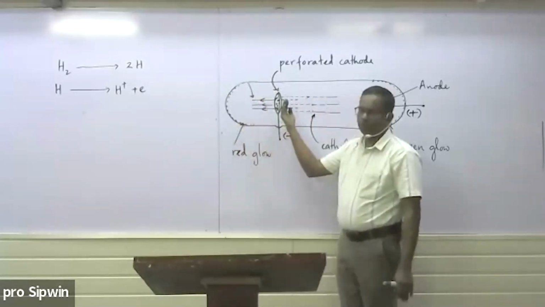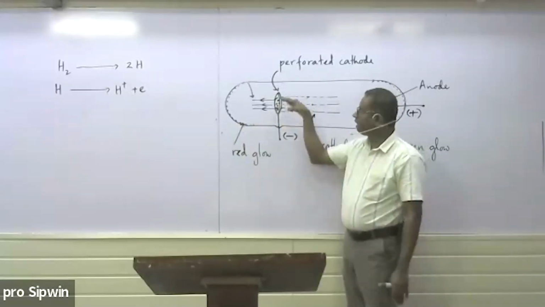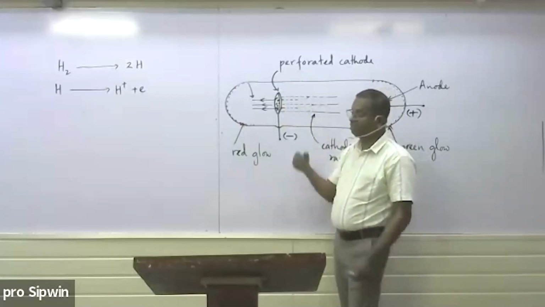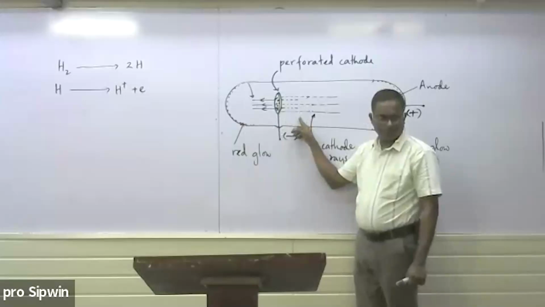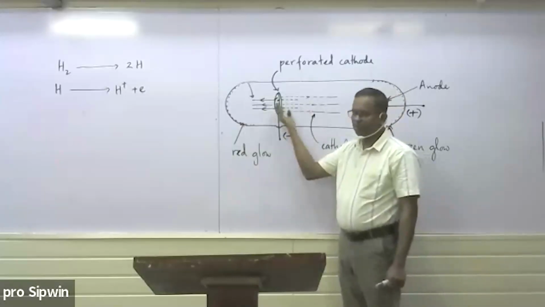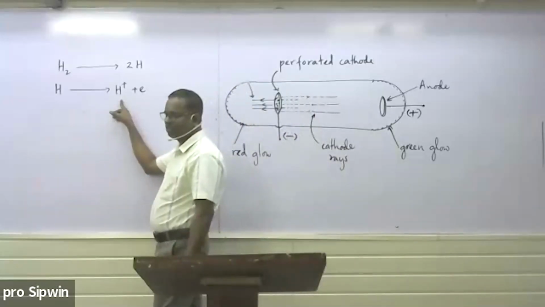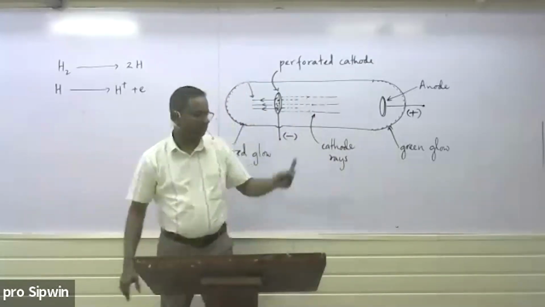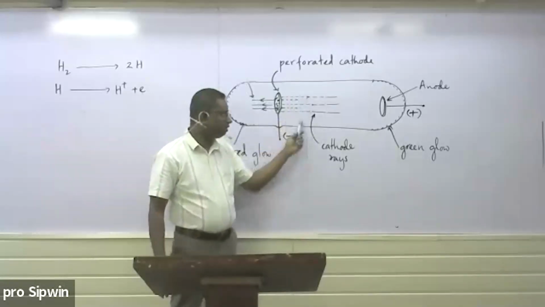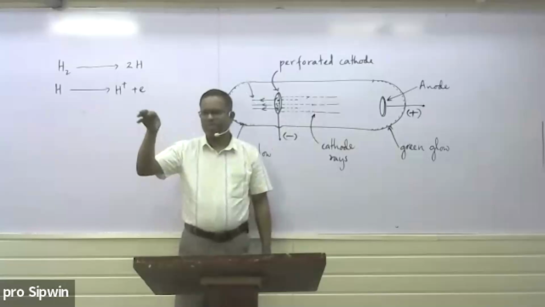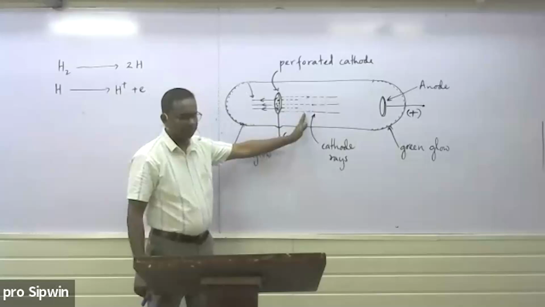Now the cathode rays are passing into this gas region. In front of the cathode, these cathode rays produce a lot of H plus ions. Imagine this gas is hydrogen. In this region, a lot of positive particles like H plus are produced.